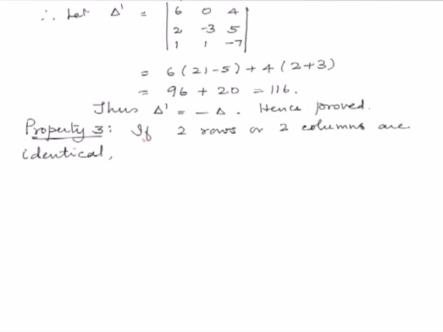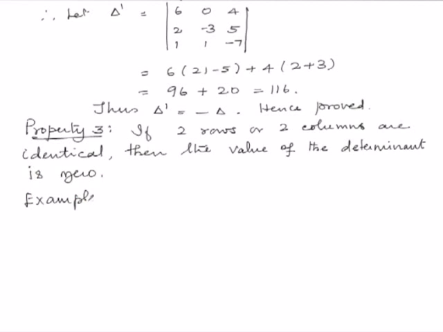The third property says that if two rows or columns are identical, then the value of the determinant totally reduces to 0. So if you find that any two rows or columns are identical, you needn't expand it at all. You can simply say that the value is equal to 0. We shall pick up a different delta because, as we have seen in the first two, the value of the determinant is minus 116, which is not going to help.